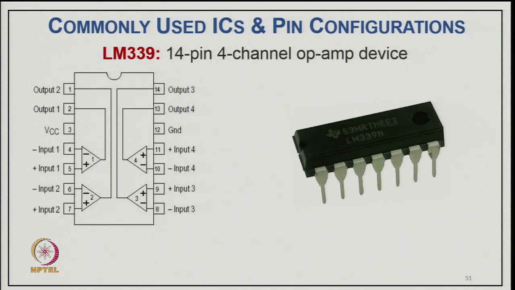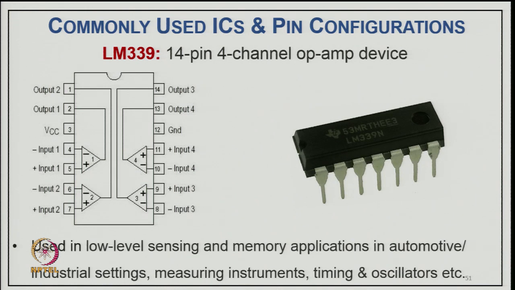So, you have 4 operational amplifiers, and these are typically used for many applications, because you get a very compact 4 comparator, or you can call it 4 operational amplifiers in a single chip. It is used in low level sensing and memory applications in automotive or industrial settings, measuring instruments, and timing and oscillators.